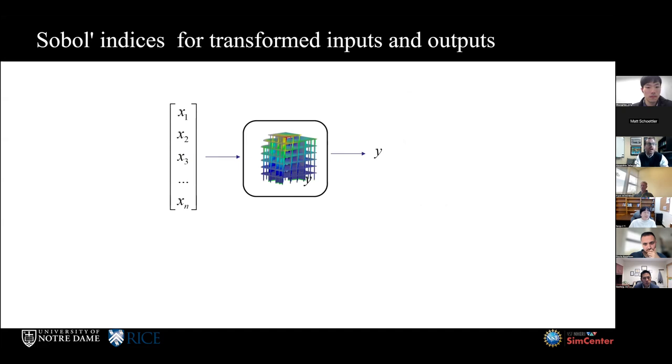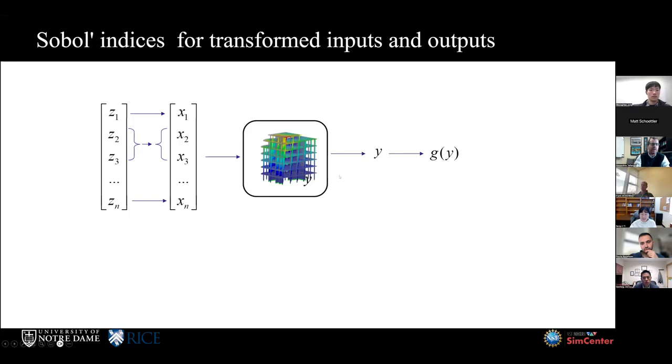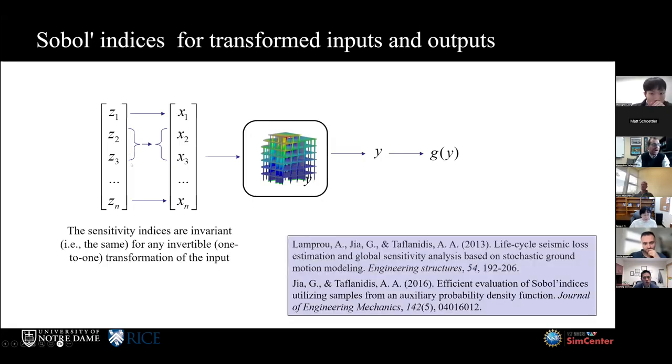And the final slide, what happens if you have transformed inputs or outputs? So for example, many times when we do probabilistic analysis, we like to transform to a standard Gaussian space, or we might have some transformation of the output. For example, this could be EDP, this could be log EDP. What happens? The sensitivity indices are invariant under any invertible transformation. So for example, the sensitivity index for Z1 is going to be exactly the same. For Z10 is going to be exactly the same. These correlated variables that map jointly to these correlated variables, the joint sensitivity is going to be the same.